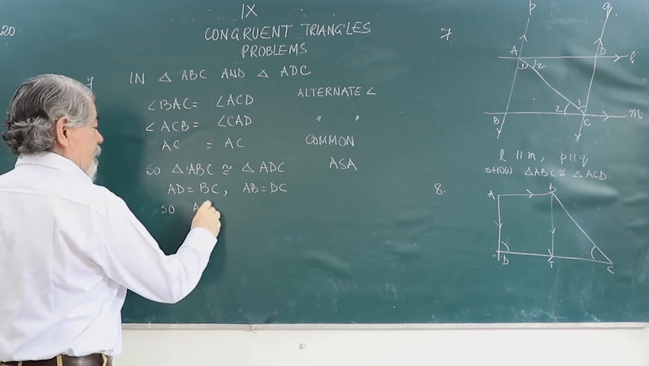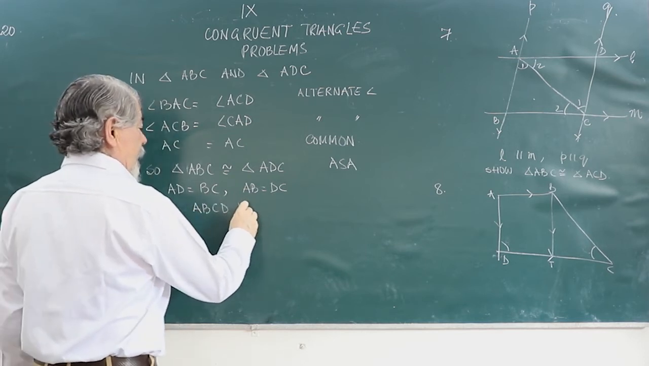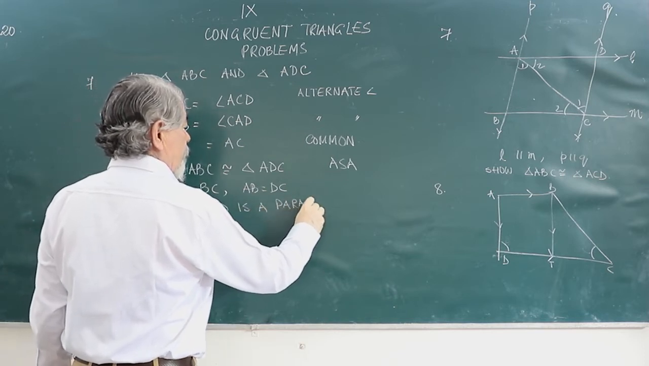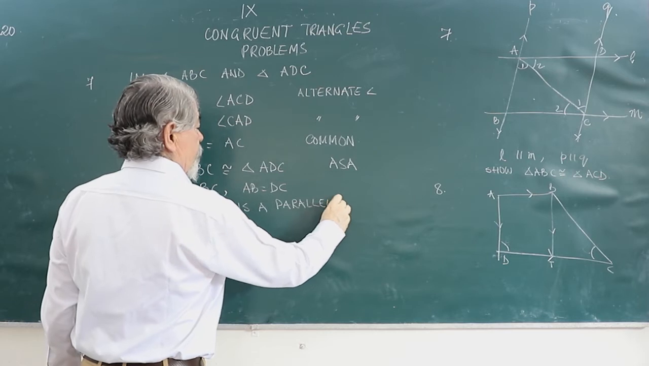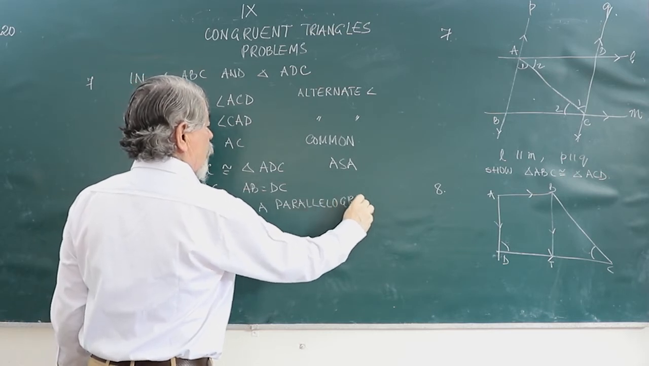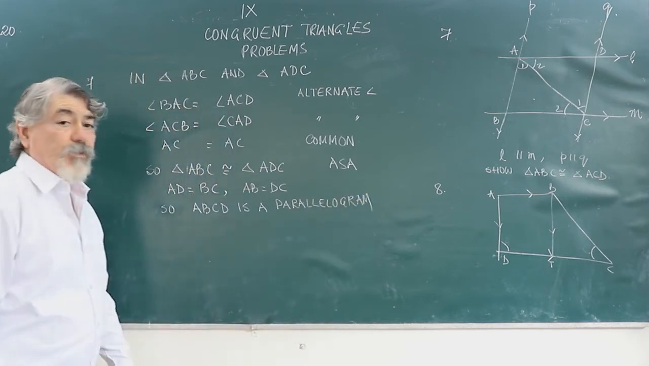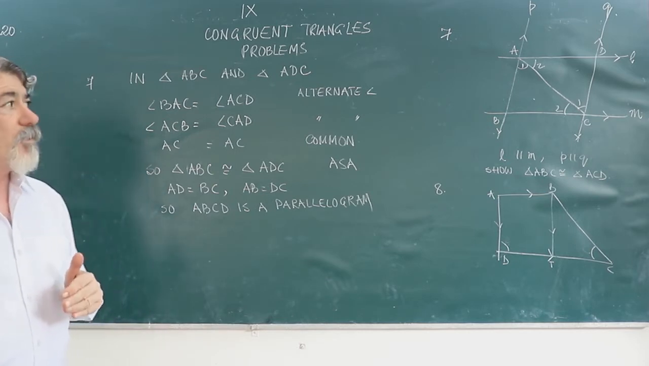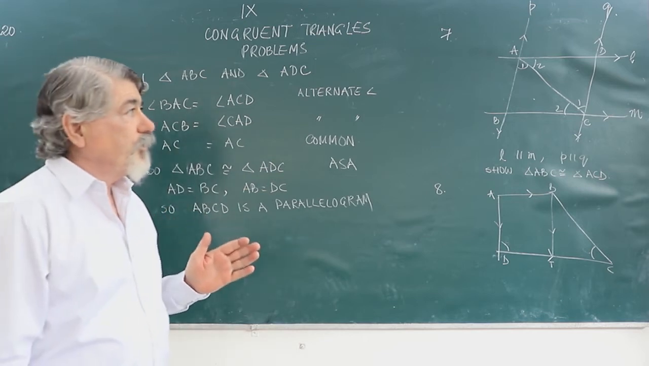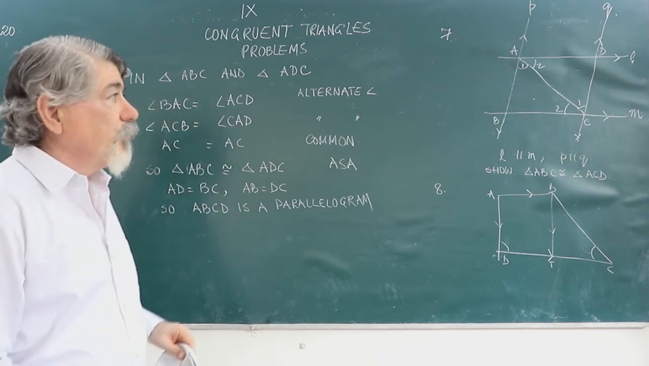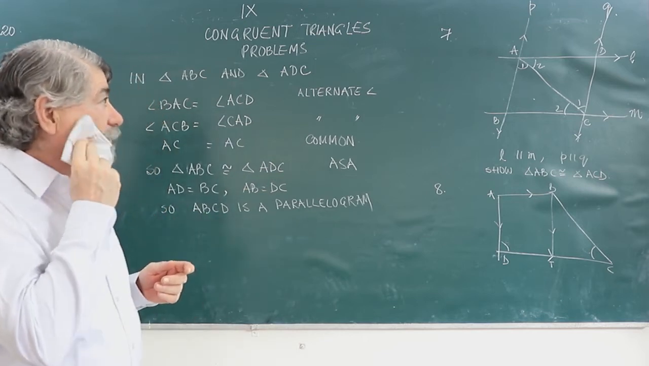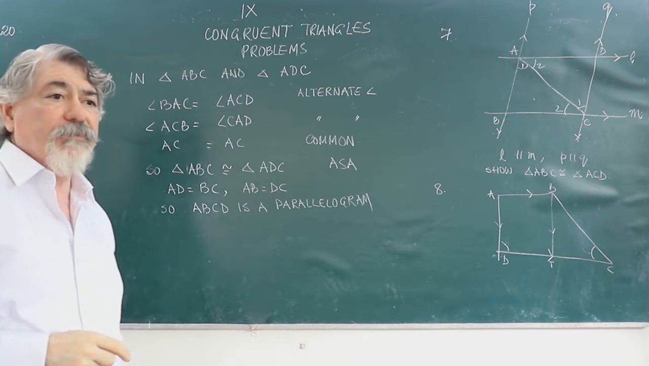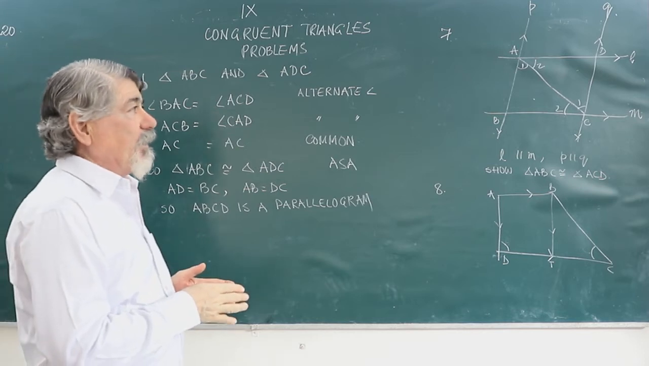So ABCD is a parallelogram. Why is it a parallelogram? It's a quadrilateral having opposite sides equal and parallel. They are already parallel because L is parallel to M and P is parallel to Q, and we have proved that AB is equal to DC and that AD is equal to BC. So opposite sides are equal and parallel.